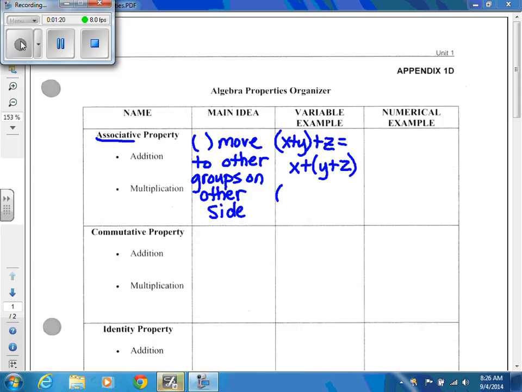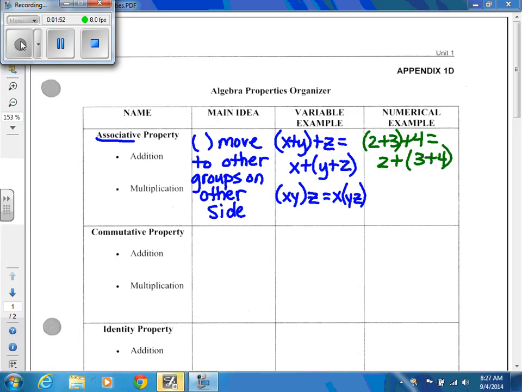So with the variables, you would have parentheses x times y times z equals x parentheses y times z. And again, notice that the order is exactly the same, it's only the parentheses that are moving around. For the numerical example, just take the letters out and put a number in its place, and you've got the same process going. So for instance, if we have 2 plus 3 in parentheses plus 4, on the other side of the equal sign, it will be 2 plus parentheses 3 plus 4. Right? And both sides will yield the same answer.